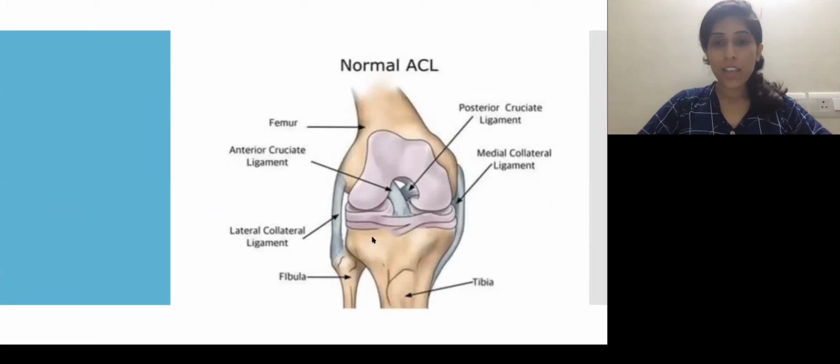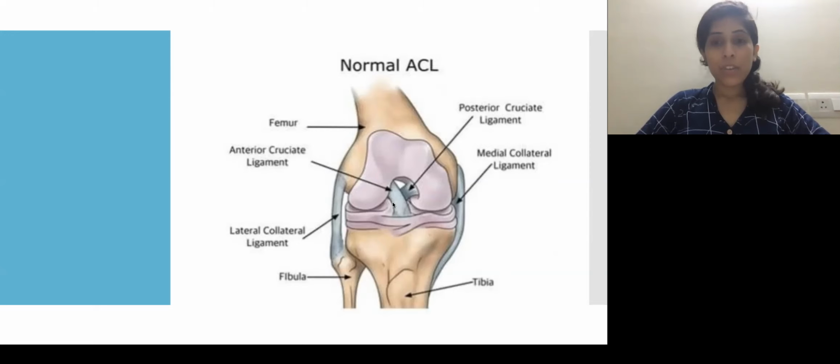Here you all can see this is the knee complex. On the lateral side, this is the lateral collateral ligament, and on the medial side, the medial collateral ligament. Anteriorly, you can see the anterior cruciate ligament, and posteriorly, the posterior cruciate ligament is present. So first we'll see the ACL attachment. The ACL attachment starts from the anterior direction.